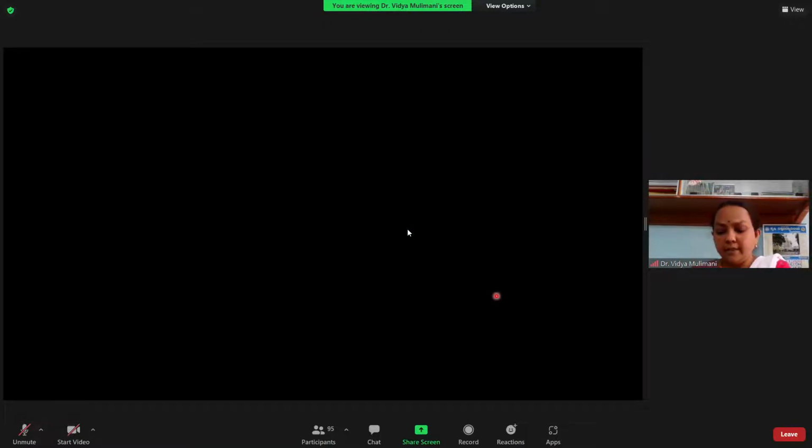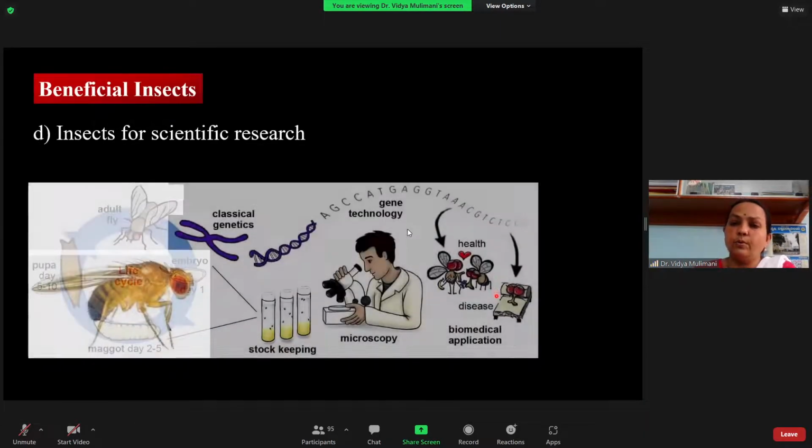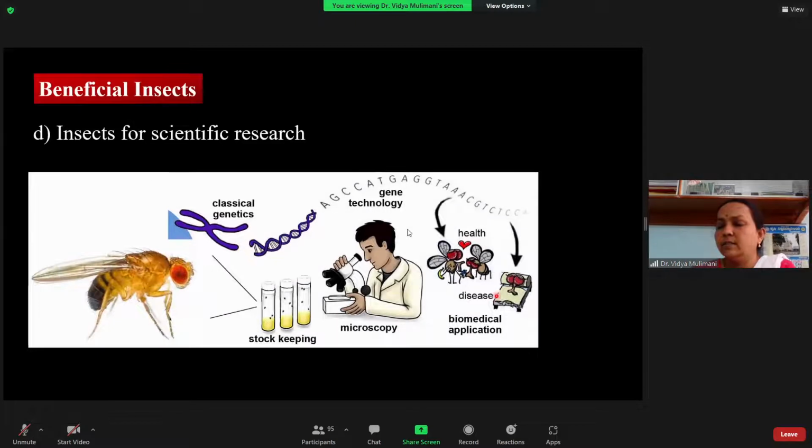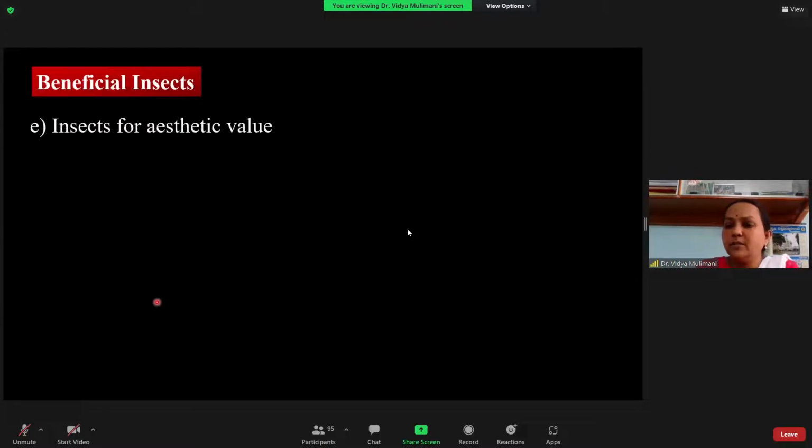The next category is insects in scientific research. As I told you, a common example is Drosophila, the banana fly. Drosophila melanogaster is mainly used in cytogenetics for studying the heritability of characters. The next category is insects in aesthetic value.